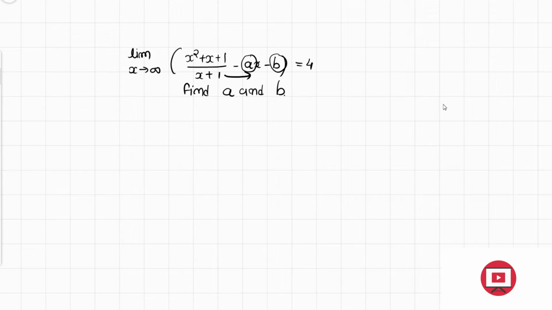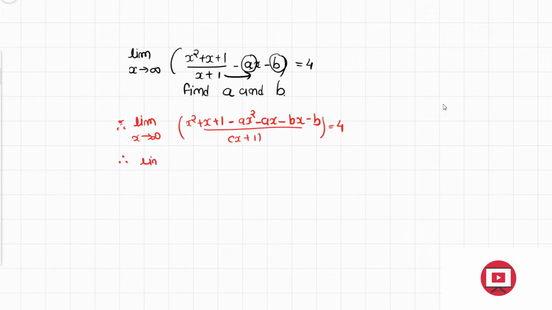First thing, let us try to simplify it. Limit x tends to infinity, x square plus x plus 1 minus, this will get multiplied with ax square minus ax, and this will also get multiplied with b, minus bx minus b, divided by x plus 1 is equal to 4.